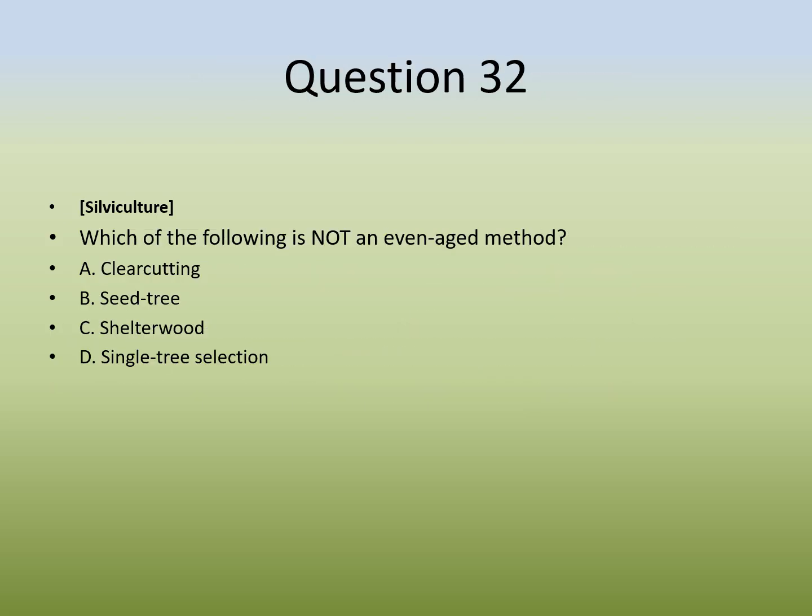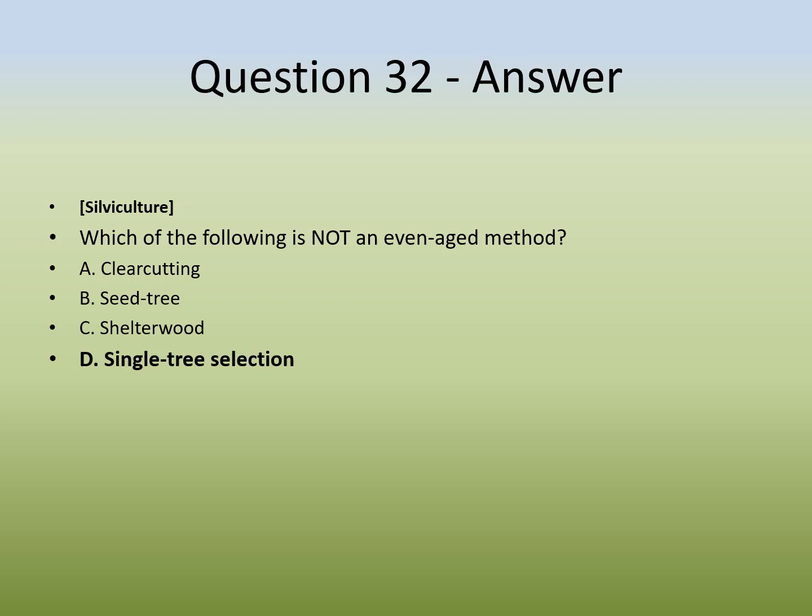Question 32. Which of the following is not an even-aged method? A, clear cutting. B, seed tree. C, shelterwood. Or D, single tree selection. The answer is D, single tree selection.